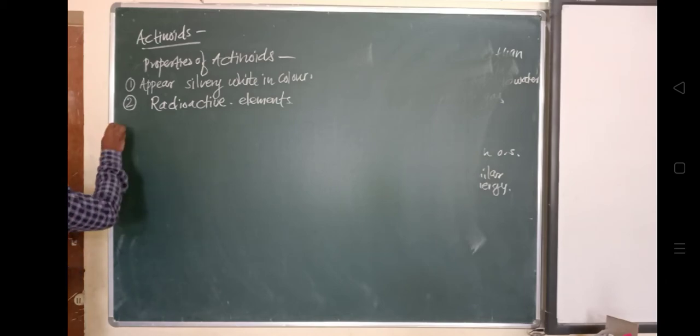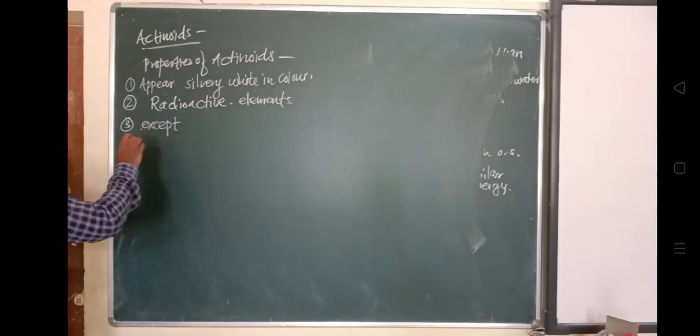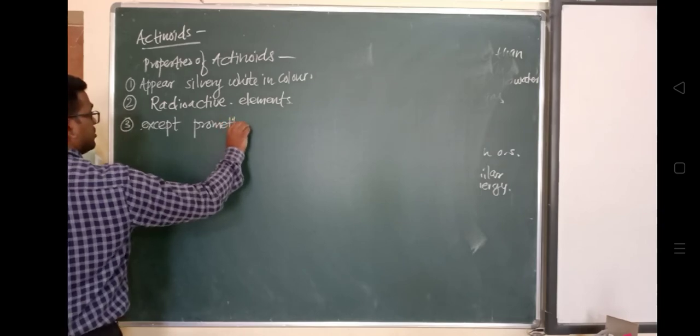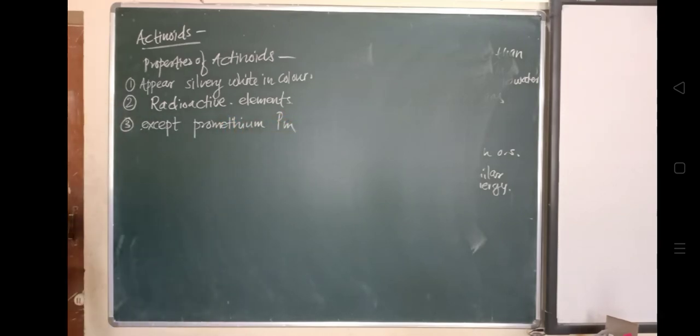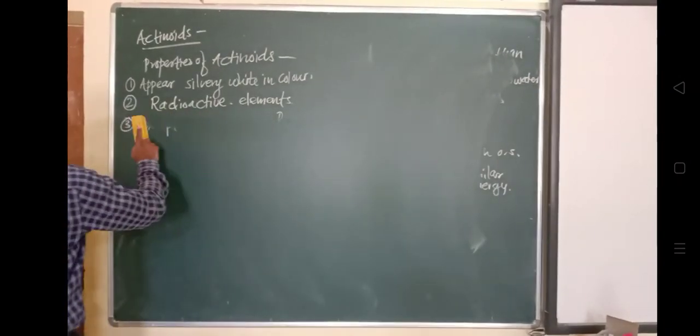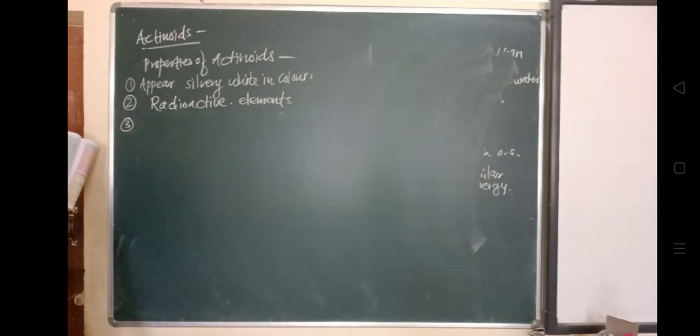The third property is except promethium, that is Pm. Promethium is actually a lanthanide element. They have wrongly mentioned it here. Promethium is actually a lanthanide element, so except promethium, all are not radioactive in nature is wrong.